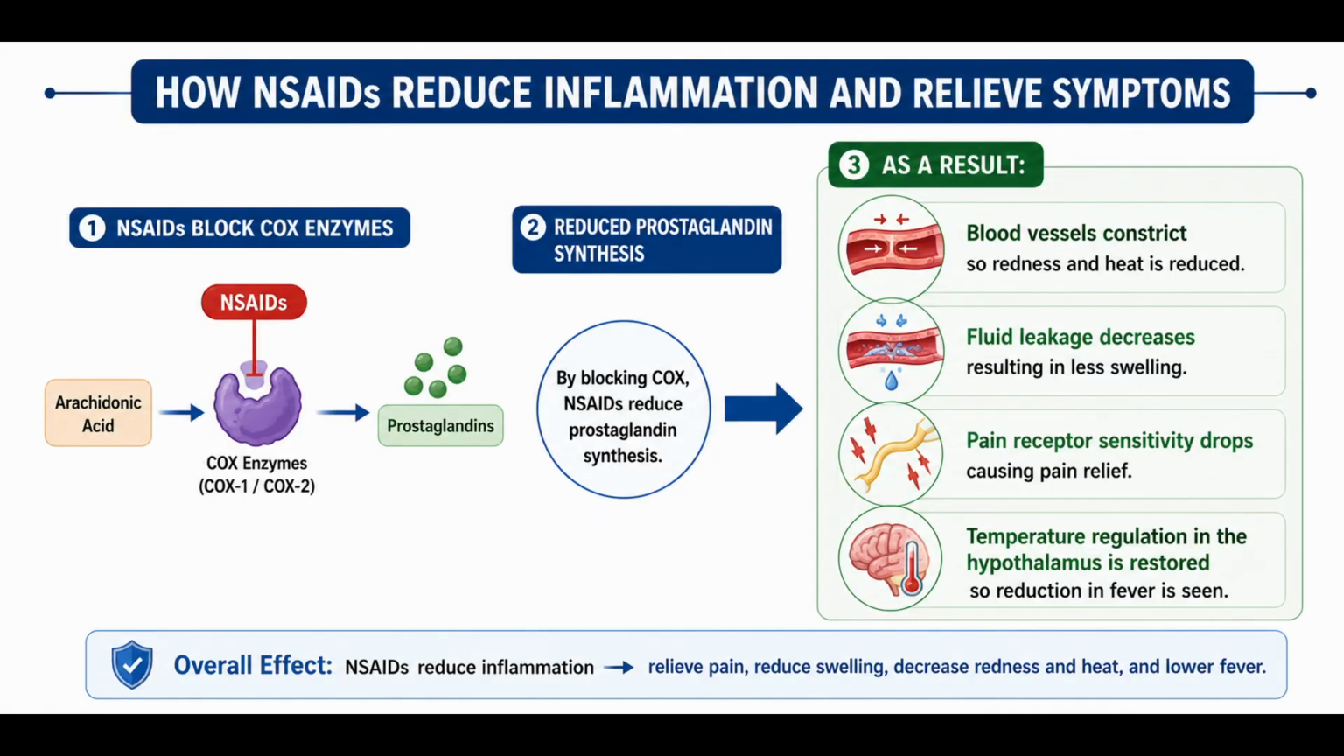NSAIDs block these COX enzymes. By blocking COX, NSAIDs reduce prostaglandin synthesis. As a result, blood vessels constrict, so redness and heat is reduced. Fluid leakage decreases, resulting in less swelling. Pain receptor sensitivity drops, causing pain relief. And temperature regulation in the hypothalamus is restored, so reduction in fever is seen. In short, NSAIDs cut off prostaglandin production, thereby reducing pain, fever, and inflammation.